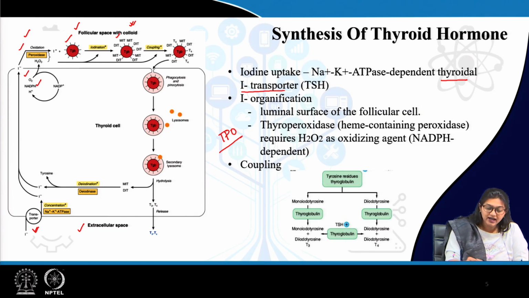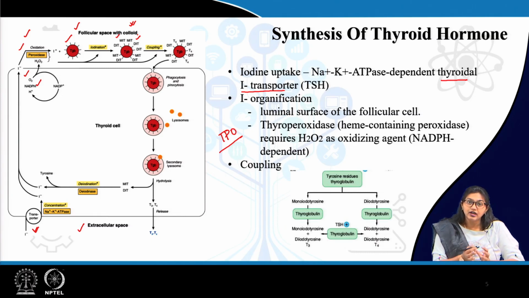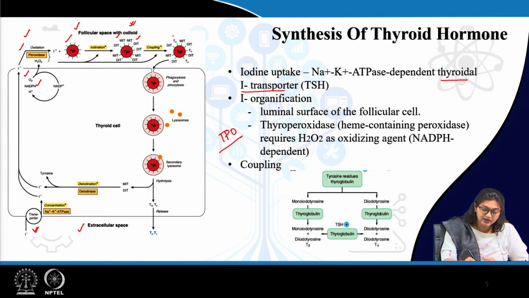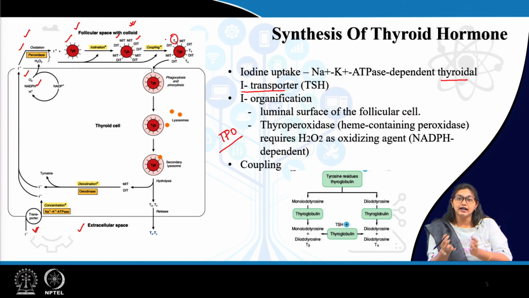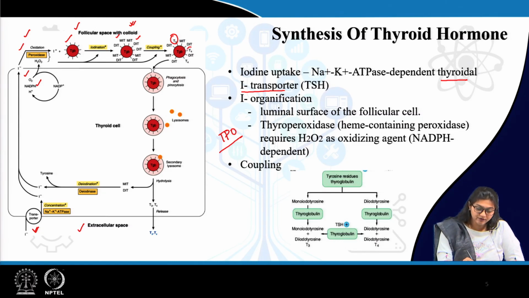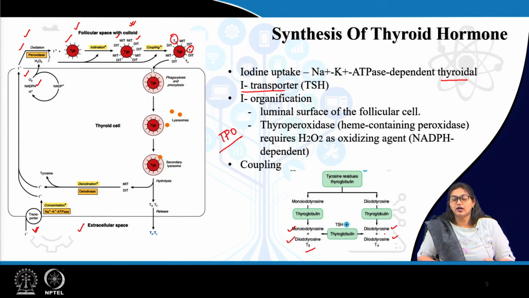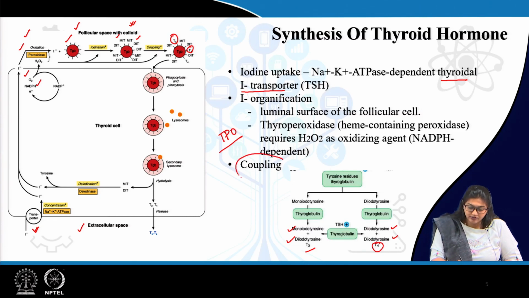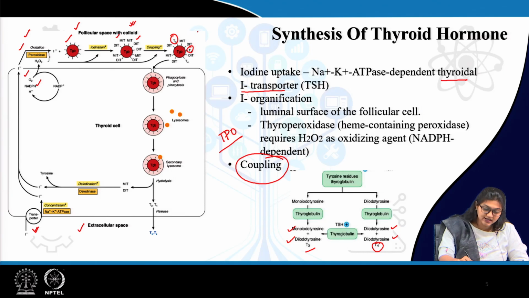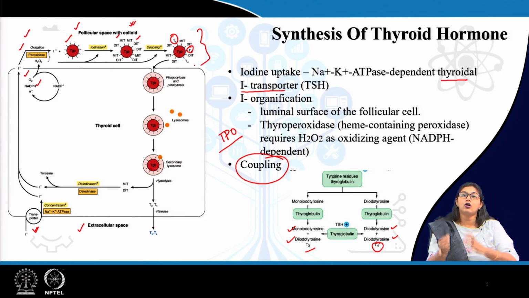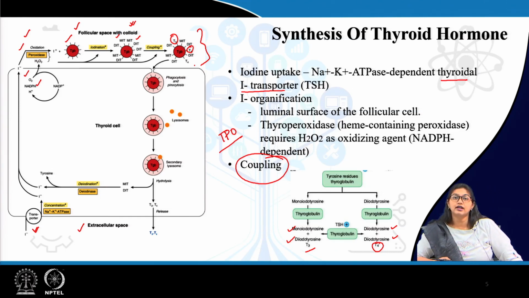is forming MIT, monoiodotyrosine, and DIT, diiodotyrosine, and then MIT and DIT undergo coupling to form T3, as well as DIT and DIT, which undergo coupling to form T4. So, here you can see the coupling reaction: monoiodotyrosine and diiodotyrosine form T3, and two diiodotyrosines form T4. So, these are our coupling reactions. But remember, in this structure, DIT, MIT, T3, T4 all are attached to thyroglobulin, and this thyroglobulin as a whole is stored in colloid.